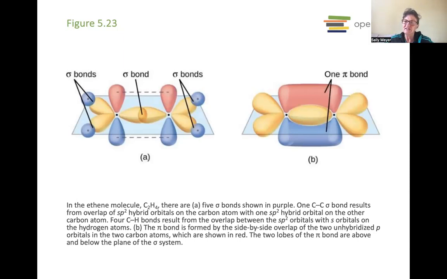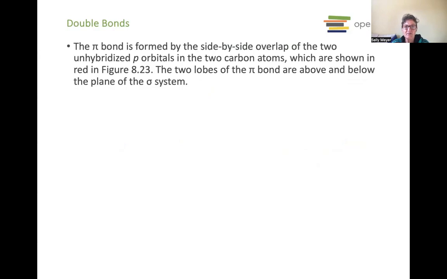But then it shows you that each of those carbons has a p orbital with an electron in it. And so if you squish those 2 nuclei closer together, what you essentially get is an overlap of the red lobe and the blue lobe, and that's the pi bond. So now when you cut that across the bond axis and look at it, the red and the blue are a dumbbell shape rather than a circle, and so we'll call that a pi bond. So the pi bond is formed by the side-by-side overlap of the 2 unhybridized p orbitals on the carbon atoms, and the 2 lobes of the pi bond are above and below the plane of the sigma system.